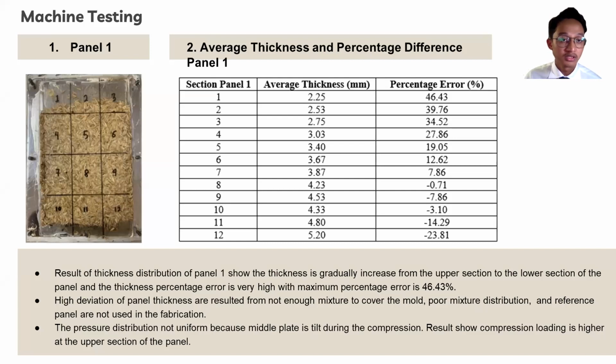And next, we're moving on to the machine testing. Machine testing is done by fabricating a panel. So for panel number 1, as we can see in the result above, the average thickness of panel 1, which is divided into 12 sections, has a very high deviation. The highest percentage error is 46.43%, referring to the reference panel, which is 4.2 millimeter. This high deviation of panel thickness resulted from not enough mixture to cover the mold, poor mixture distribution, and the reference panel not being used in the fabrication.